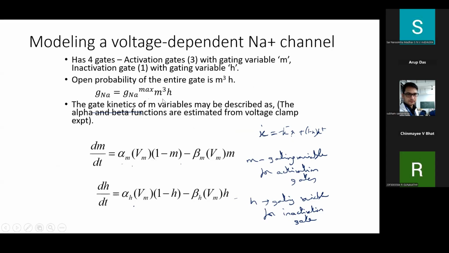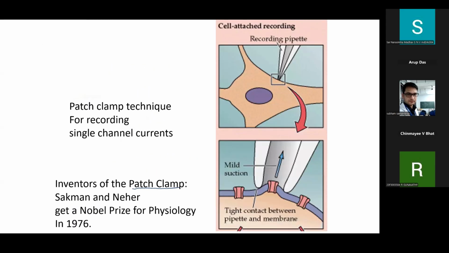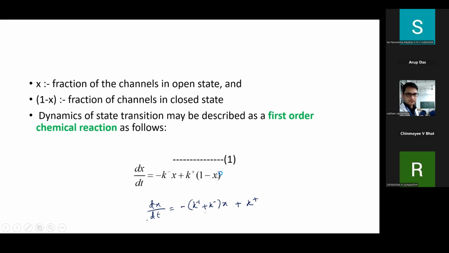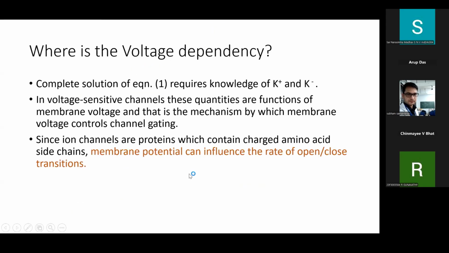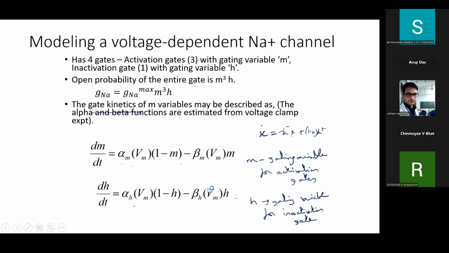Then the sodium channel conductance is given by this probability, which is m cube h, times the maximum conductance, GNa max. So GNa max times m cube h gives you the actual conductance of all the sodium channels put together. And this m and h dynamics is given by this. This is very similar to this equation, the exact same form. Like that you write the equation for the m and h of sodium.